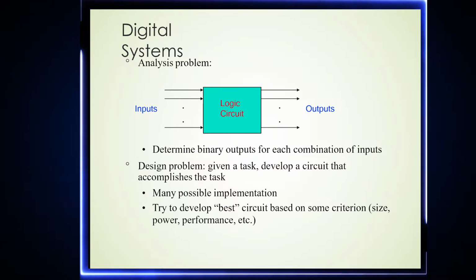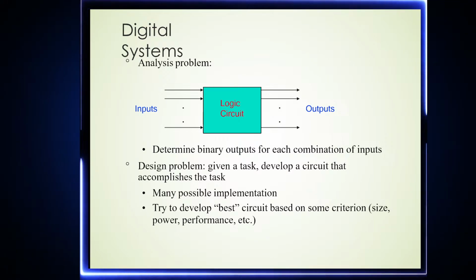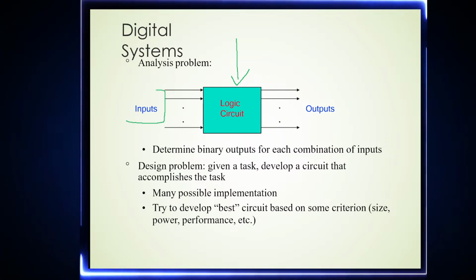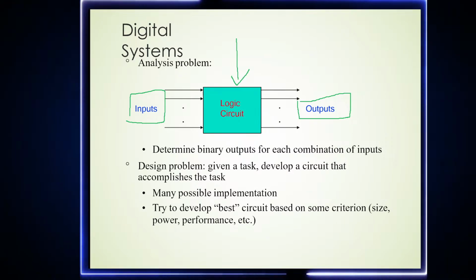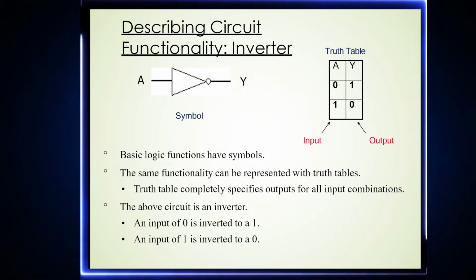Now, very simple, digital system. What is a digital system? A digital system is nothing but a simple circuit which has inputs and which has outputs. Right? So, basically, we determine binary outputs for each input. Right? So, Boolean algebra helps us in this. It will help us determine the output. Right? Now, let's start with the first circuit.